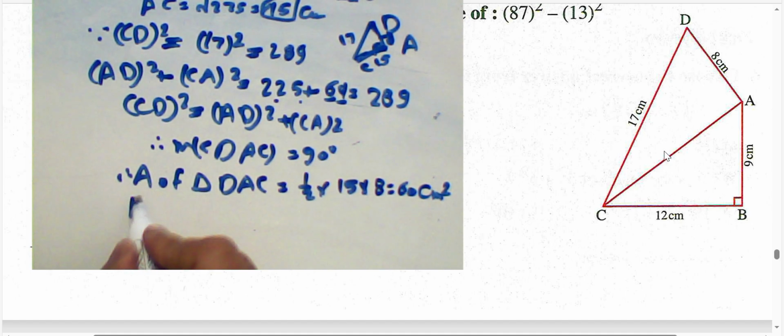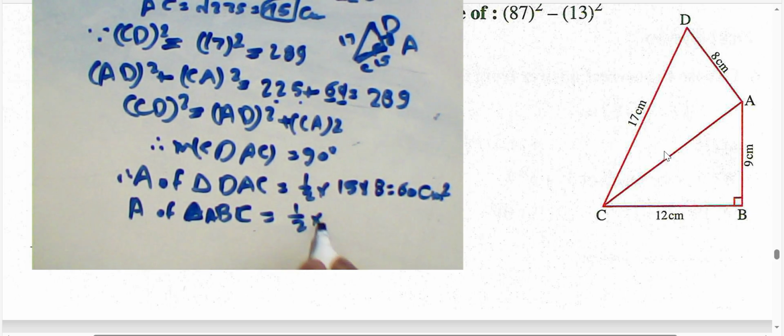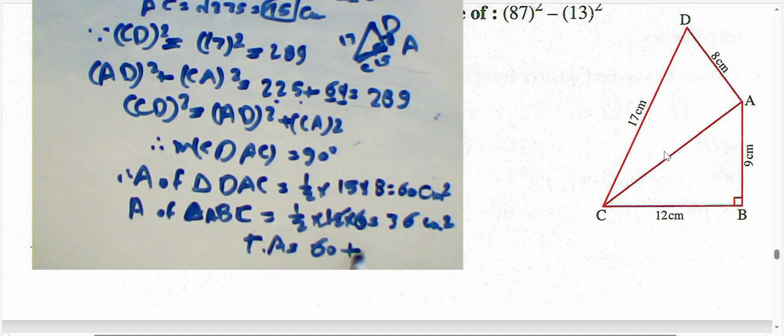And the area of the second triangle, ABC: half times base times height, half times 12 times 9. Half of 12 is 6, 6 times 6 is 36 square centimeters. The total area equals 60 plus 36. You can collect together. The result will be 96 square centimeters.